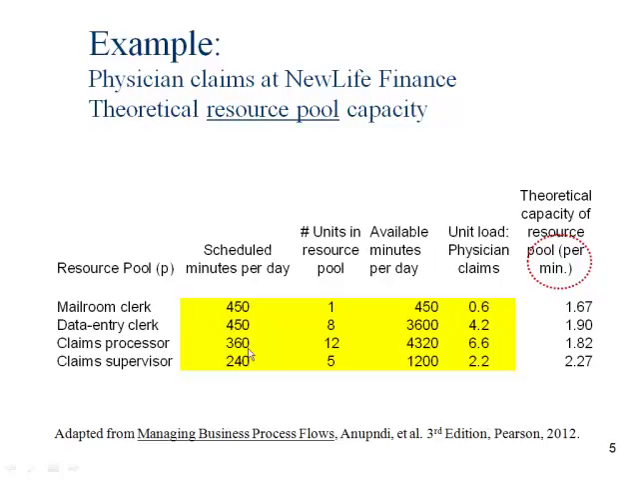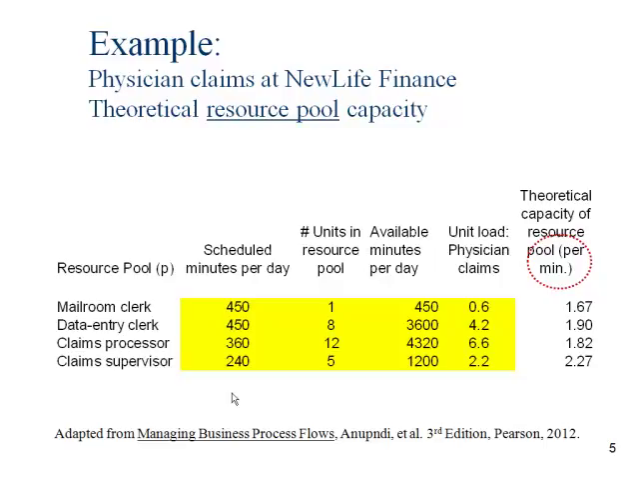Okay, same thing for the claims supervisors. We have 12 in the resource pool. The unit load for a physician claim is 6.6 minutes. So these 12 people together can handle 1.82 physician's claims per minute. Okay. So again, take a couple minutes to make sure you understand the difference between a resource unit, the resource pool, the available minutes per day for the resource pool, and the theoretical capacity of the resource pool, in this case on a per minute basis.